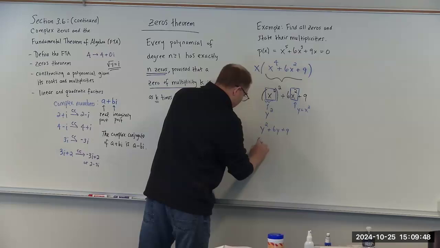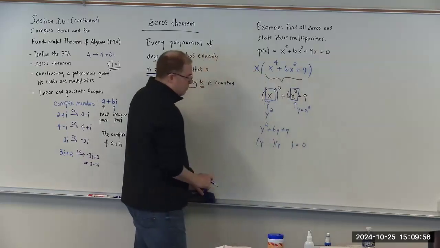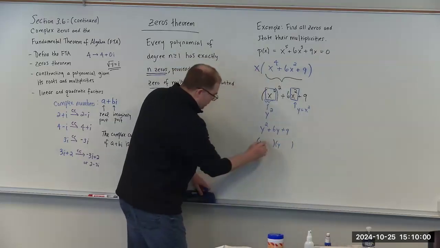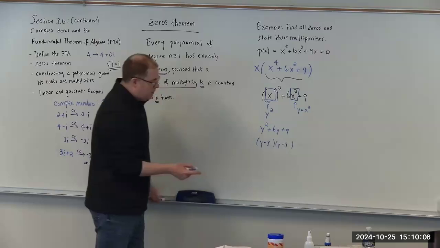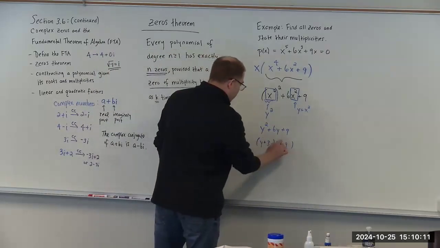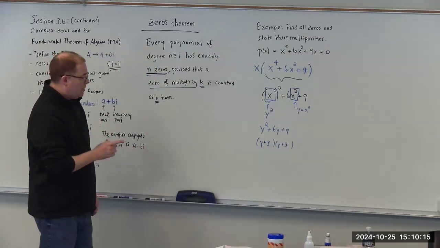This is going to be y times... I'll do that later. So we have y, and we need two factors of 9 that give us 6. Negative 3 times negative 3 is 9, at the same time, oh, this should be positive. So it needs to be positive. 3 times 3 is 9, and at the same time, when we add 3 and 3, we get 6.